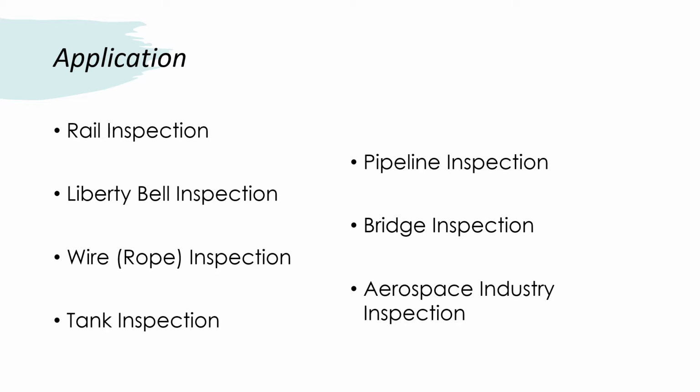Number one is rail inspection, number two is lifting bell inspection, number three is wire rope inspection, number four is tank inspection, number five is pipeline inspection, number six is bridge inspection, and number seven is aerospace industry inspection.